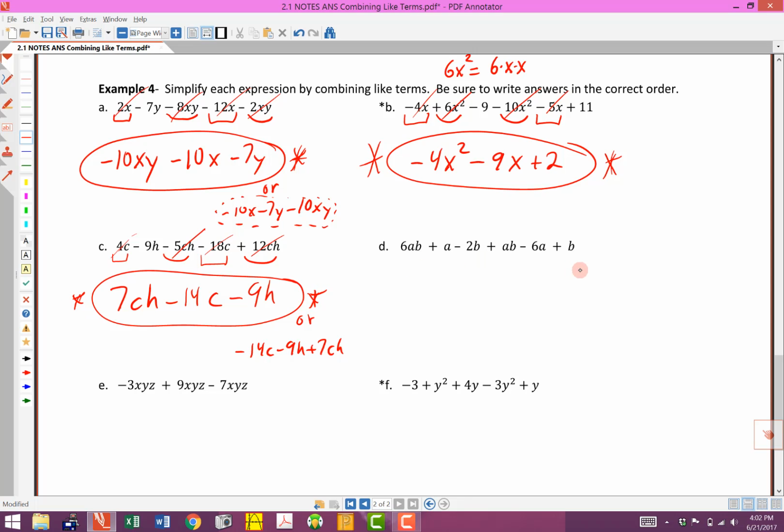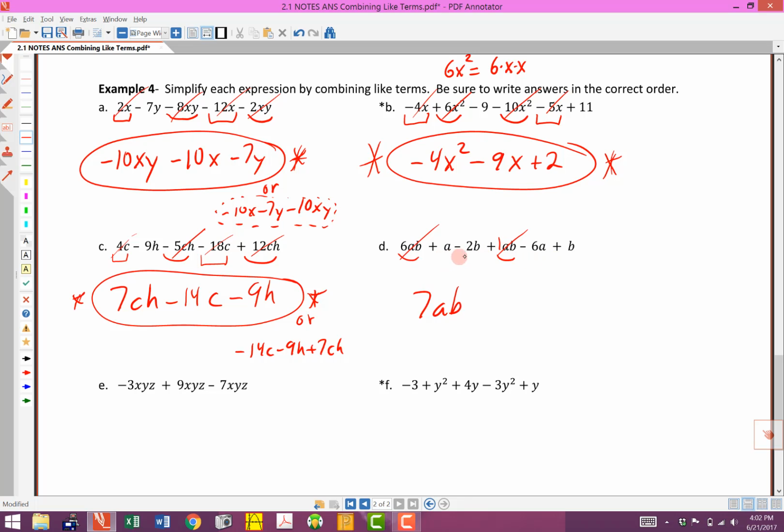Take a look at this one here. We've got A's and B's, definitely have another AB term. You might want to think about what the coefficient is right here. Again, if it's not written, it's understood to be a 1, so a positive 1 there. So altogether that's 7AB. Go ahead and cross that off.